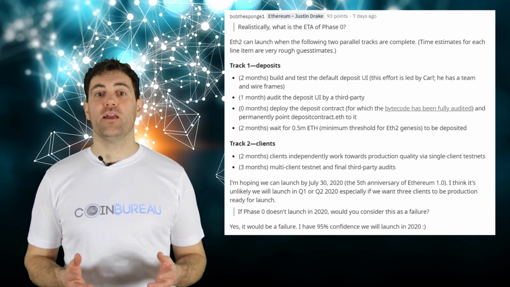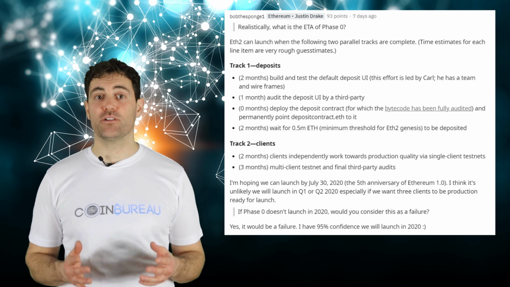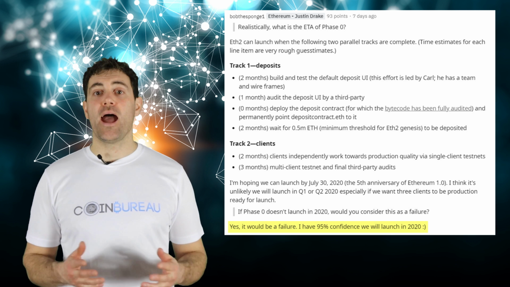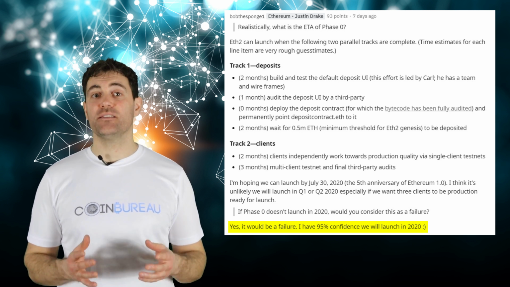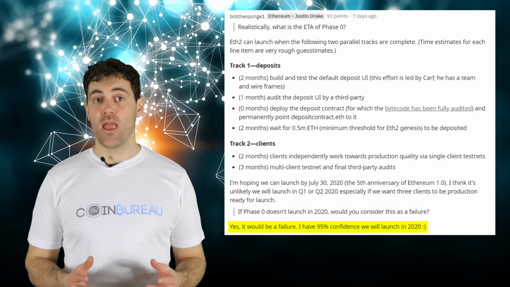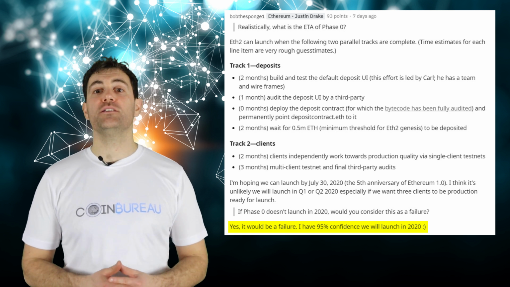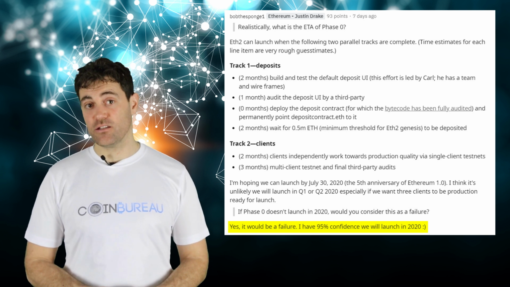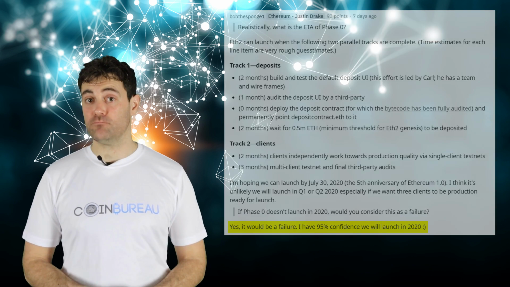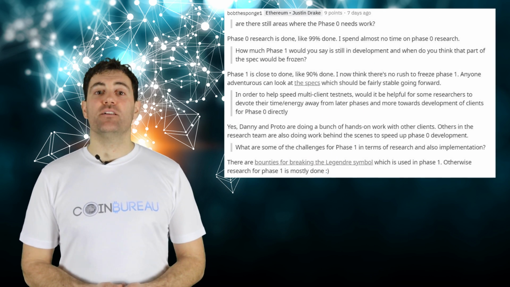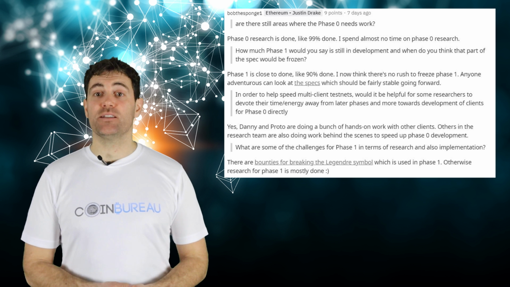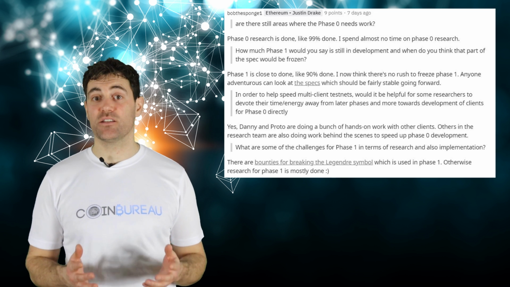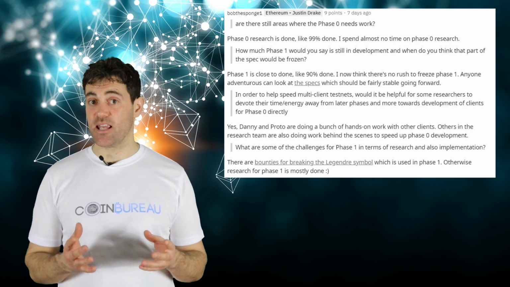Firstly, we should all be in favour of development robustness. Rolling out an update like this is complex and requires a hell of a lot of coordination and planning. And secondly, the developers are confident that Phase 0 will launch in 2020. How confident, you ask? Well, according to Ethereum researcher Justin Drake, quote, "I have 95% confidence we will launch in 2020." He also went on to say that Phase 0 and Phase 1 are respectively 99 and 90% complete. So if we were to cautiously take Justin at his word, the timeline is set.